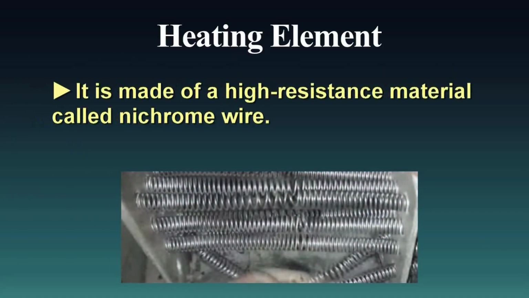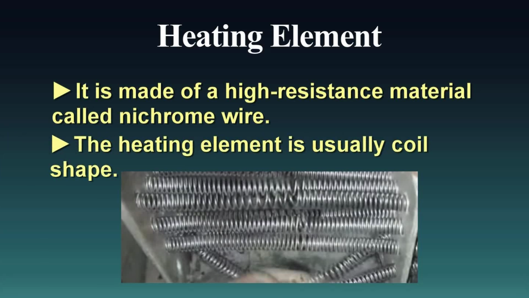The heating element is the primary component responsible for generating heat in an electric room heater. It is made of a high resistance material called nichrome wire. When the electric current flows through the heating element, it produces heat due to the resistance offered by the wire. The heating element is usually coil-shaped or arranged in a grid pattern to maximize the surface area exposed to the air and enhance the heat dissipation.